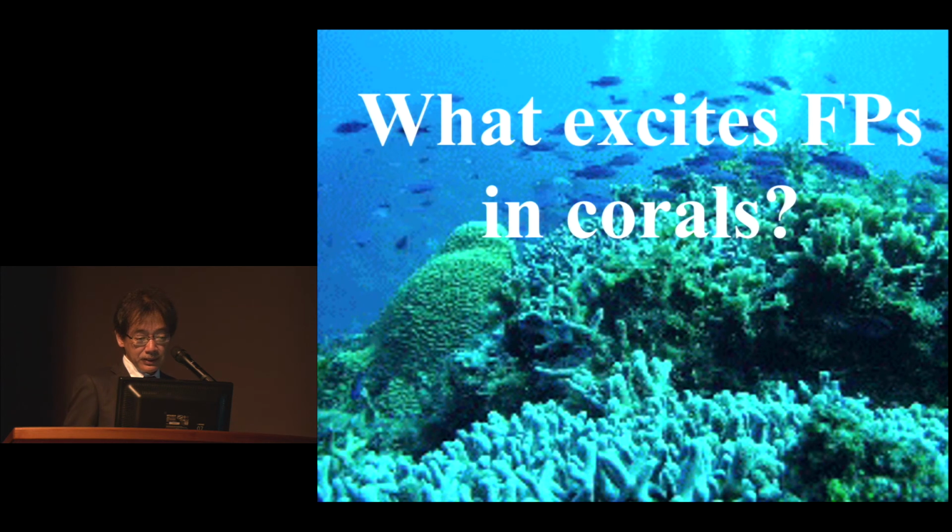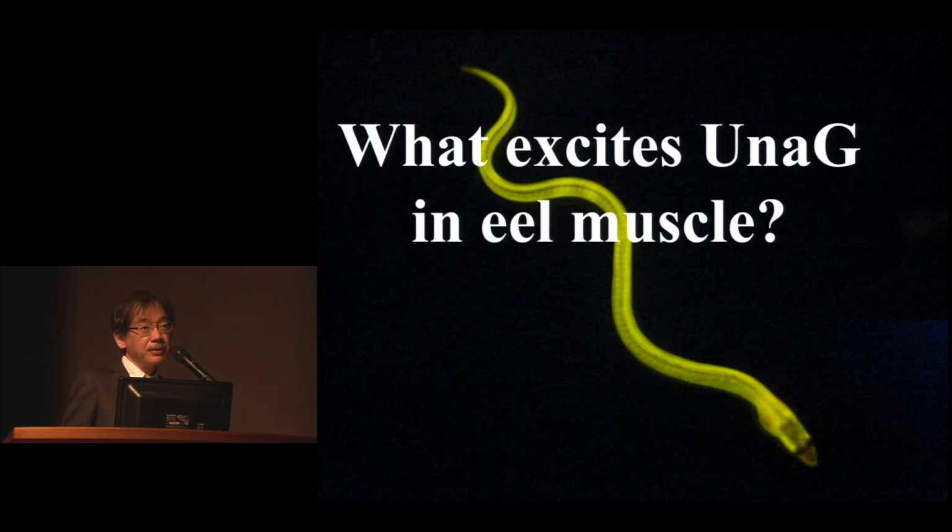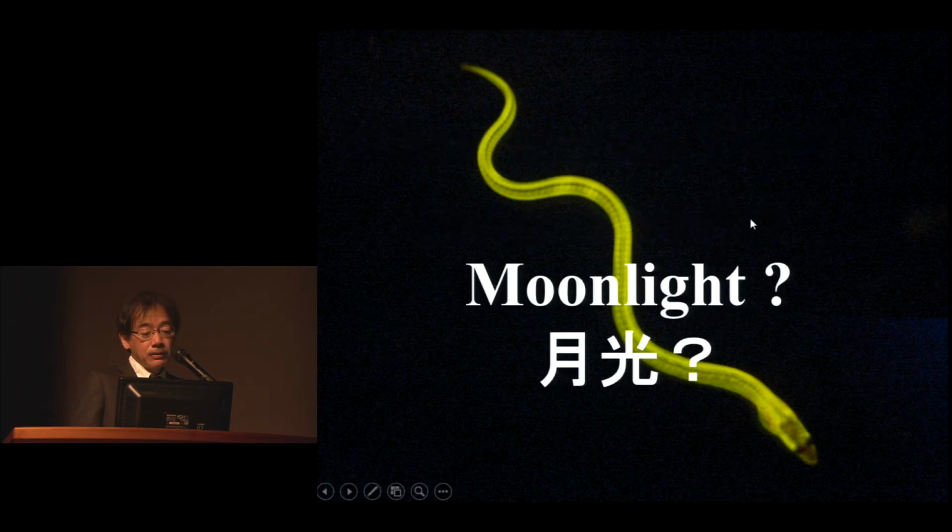Second question: what excites fluorescent proteins in the corals? Sunlight, probably. I hope you remember the coral-algal symbiosis. The fluorescent protein may protect dinoflagellates from UV light, but that's only a hypothesis. Number 3: what excites the unagi in eel muscle? Well, the moonlight may do it, but we haven't the slightest idea why.